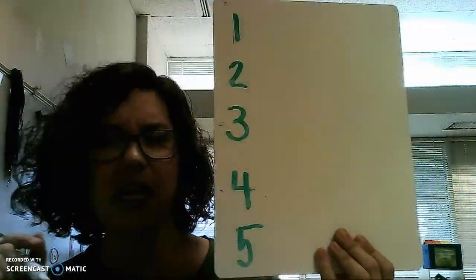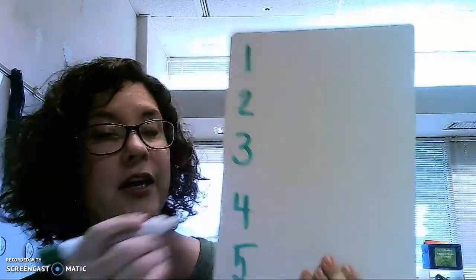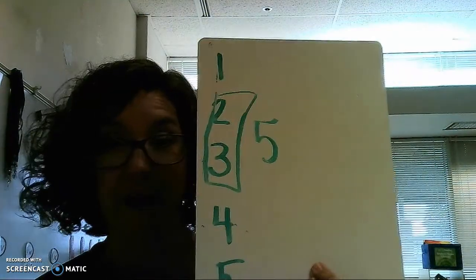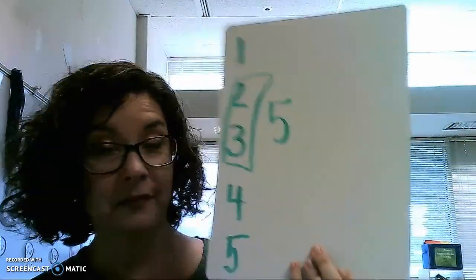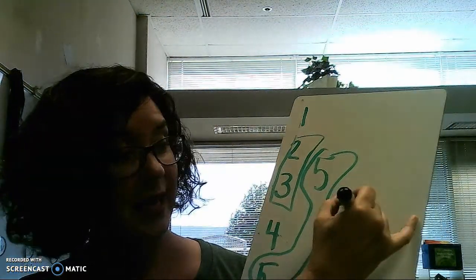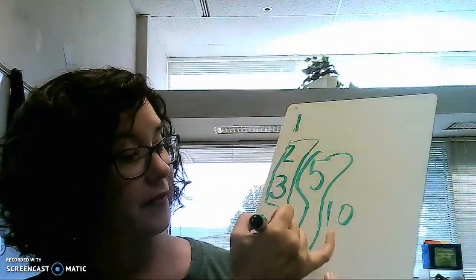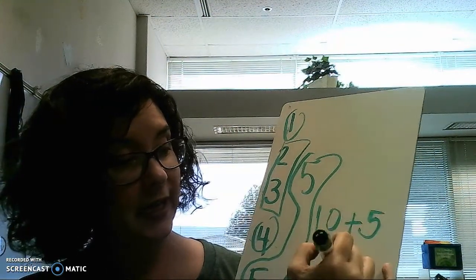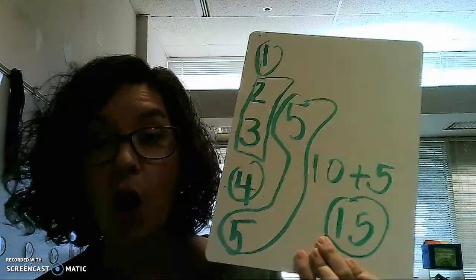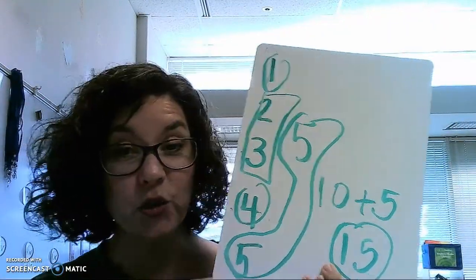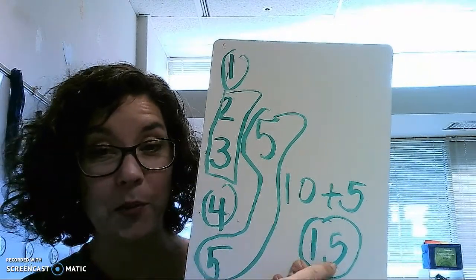And I looked at these numbers and I thought, you know what? I know that 2 plus 3 equals 5. I know that 5 plus 5 equals 10. And look what I have left, another 5, which would equal 15. There are so many different ways to solve this problem. But the bottom line is you should have gotten 15 animals went to see the world.